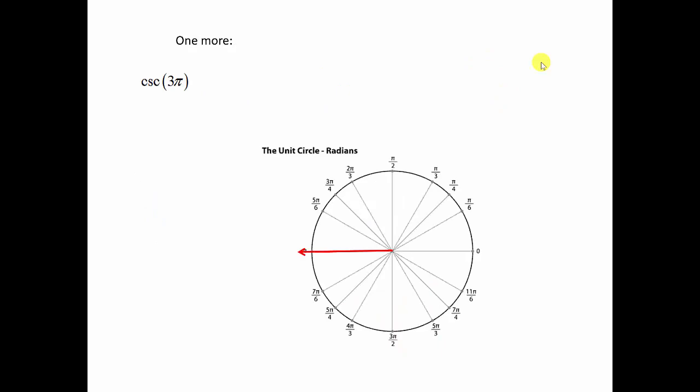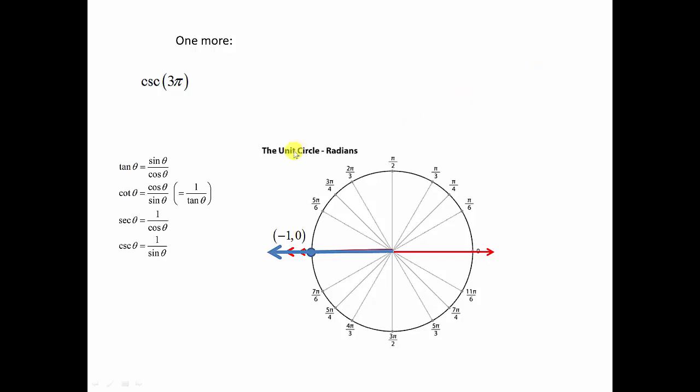All right, one more. Cosecant of 3 pi. Let's draw our angle again. 1 pi, 2 pi, 3 pi. So that's our angle. Our point's a really easy one this time. Negative 1, 0. And here's our definitions again. But make sure you remember you need to memorize these. You're not going to have these for reference. So as soon as possible, stop looking at this.